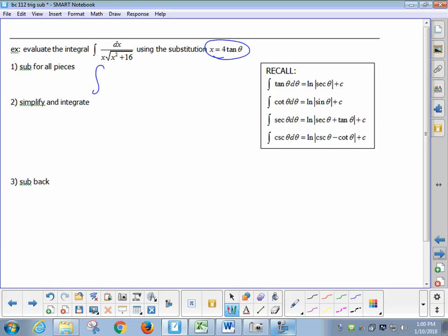What does dx become? 4 secant squared theta d theta. The x is obvious. And you can see then the root, which is really the focus. You get 16 tangent squared theta plus 16, which is going to be beautiful in just a minute. In terms of all the numerical coefficients, how do they all pan out?